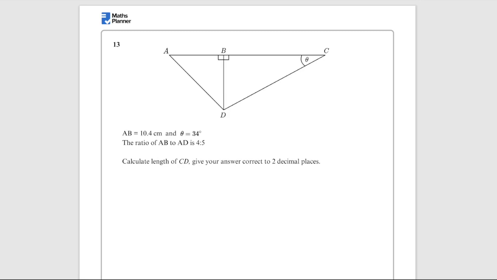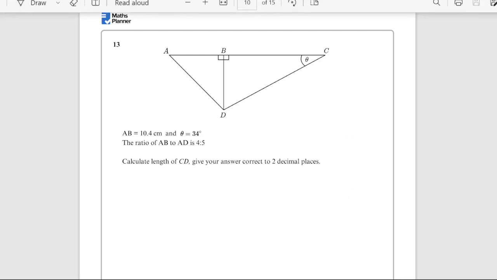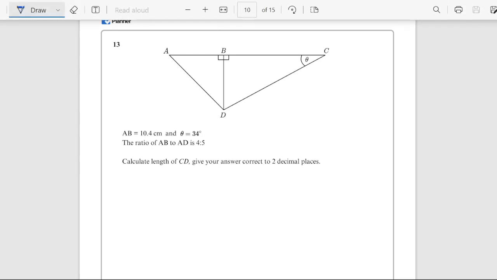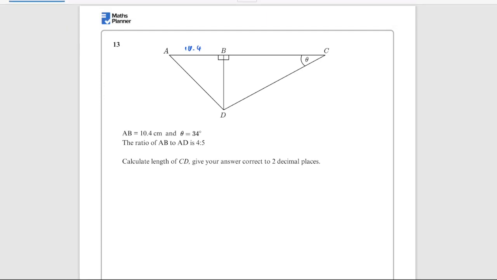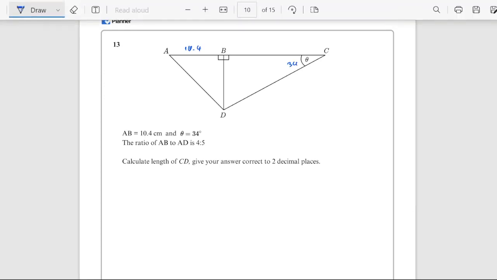Okay, question 13. So we're given two right angle triangles put together, and we're given some information. AB is 10.4, so we'll put 10.4 here. We're told that the angle is 34 degrees.